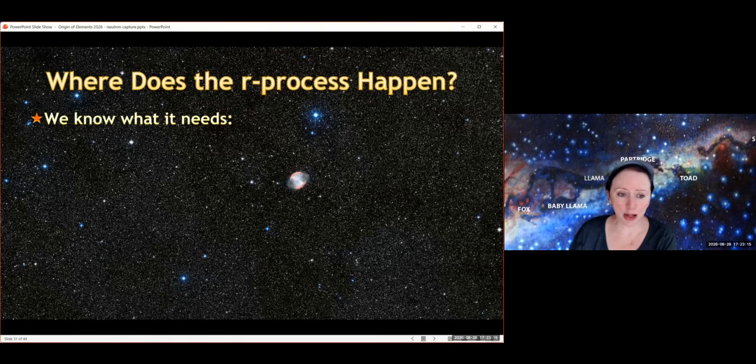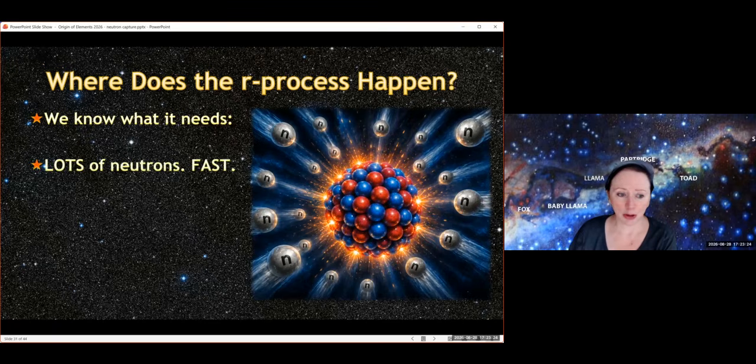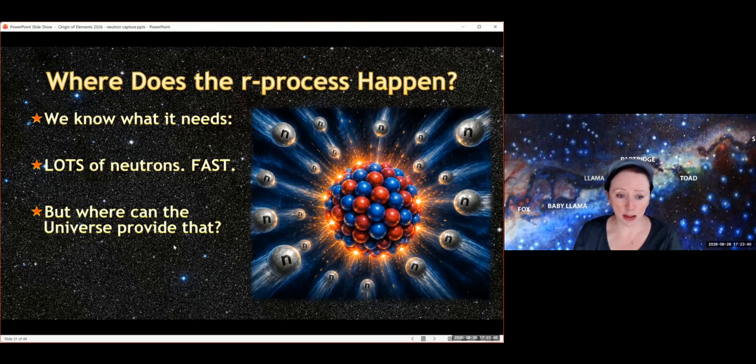We need neutrons to be captured so rapidly that nuclei can grab onto another neutron and another before they have time to beta decay. Lots of neutrons, very fast. So we need an astrophysical environment with an extraordinary supply of neutrons available on a very short timescale. That's the requirement. But where in the universe are we going to find conditions like that?